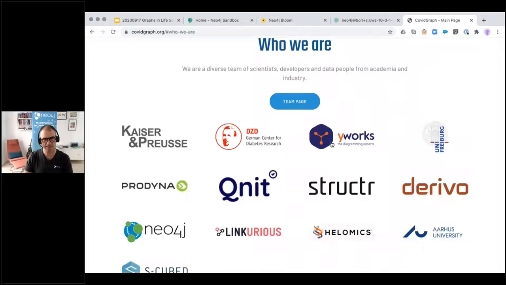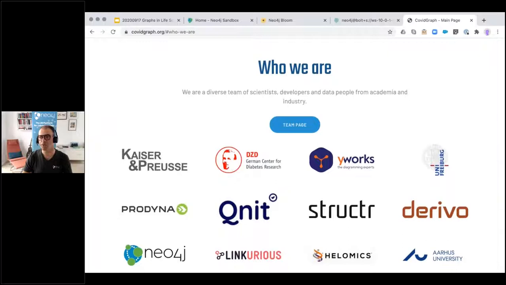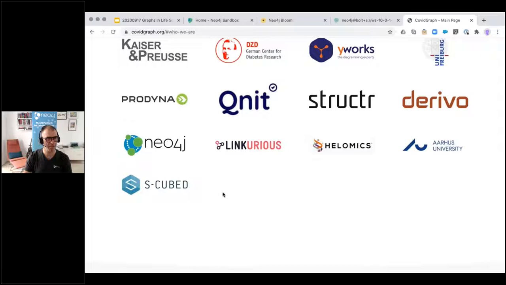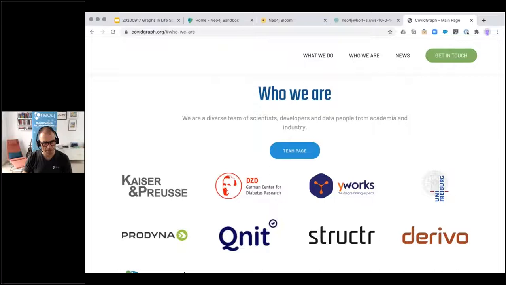It's really a consortium of a lot of different graph experts, I would say, right? And there's people from S-Cubed involved, there's people from Linkurious involved, but you can see that there's a number of other people involved here. It actually started with these two guys here, Kaiser and Preusser, which is a small integrator in Germany, and the German Center for Diabetes Research, who is a long-time Neo4j user and customer in Germany.